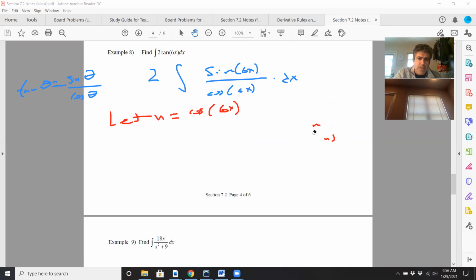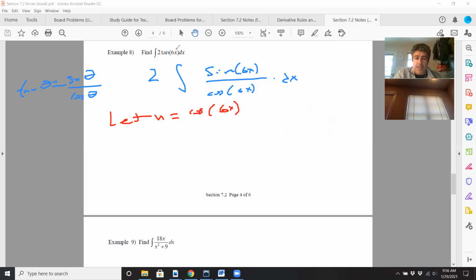Then why not let u equal sine 6x? You could. You have u over cos 6x. You could. But let me take the derivative of this, and you'll see why I chose cos 6x. And then I'll give you a generalization after I'm done.